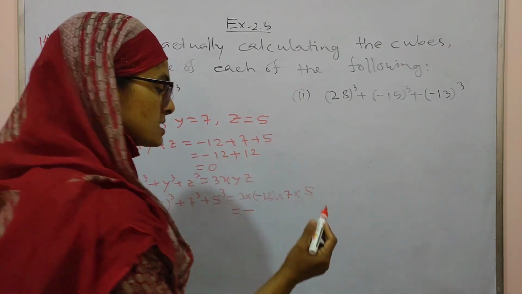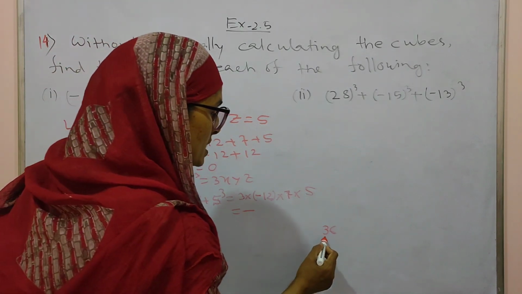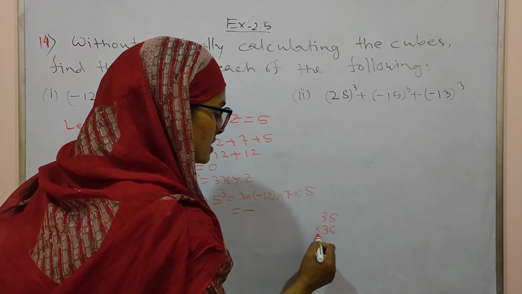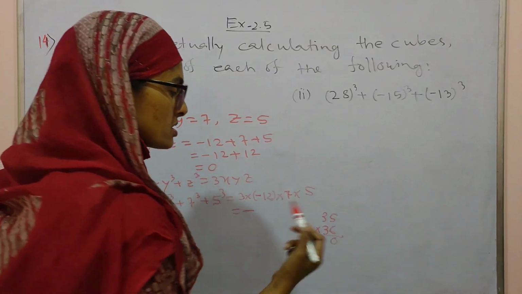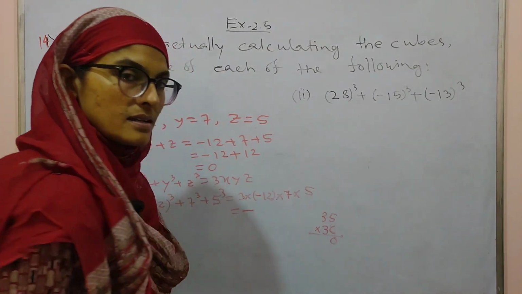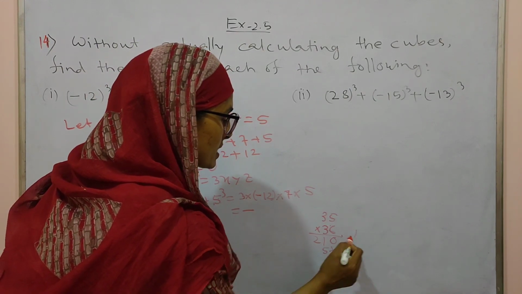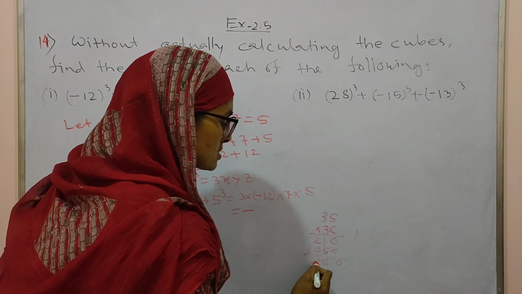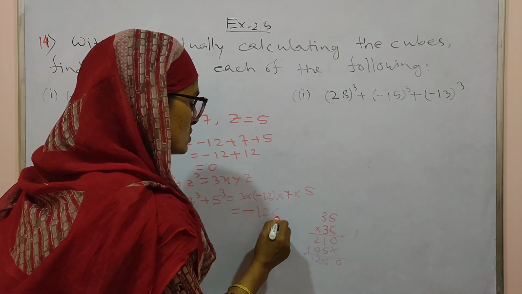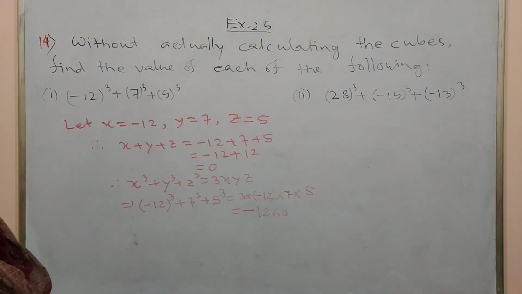3 12s are 36 and 7 5s are 35. So multiply 35 and 36. 5 6s are 30, 0 and 3 carry, 3 6s are 18 and 3 is 21. 3 5s are 15, 1 carry, 3 3s are 9 and 1 is 10. So 0, 6, 2, 1. Minus 1260. This is the answer. Write down.